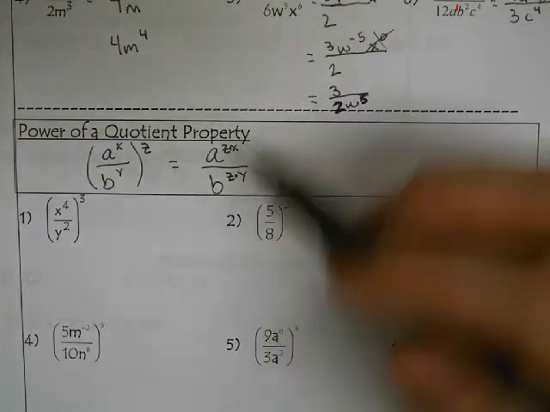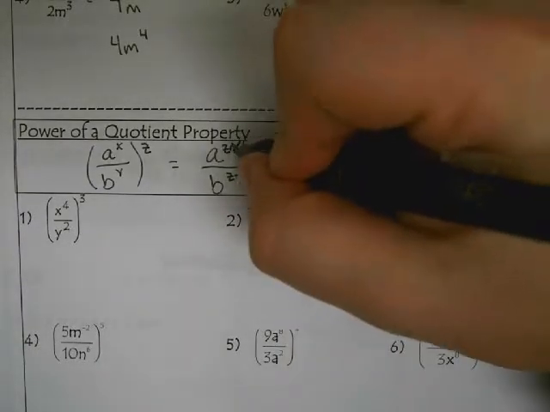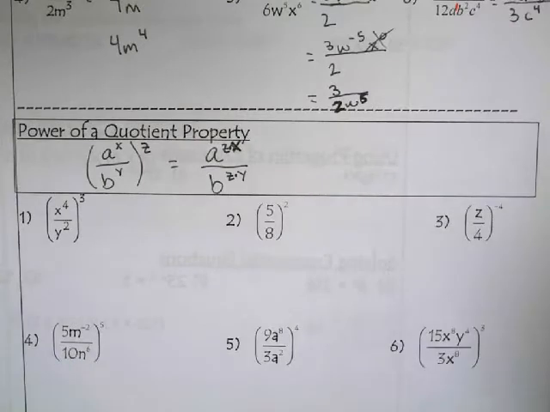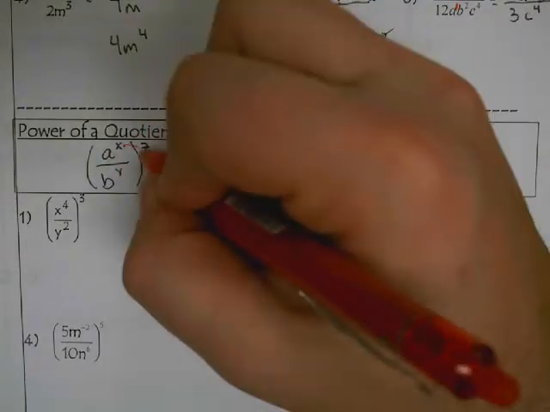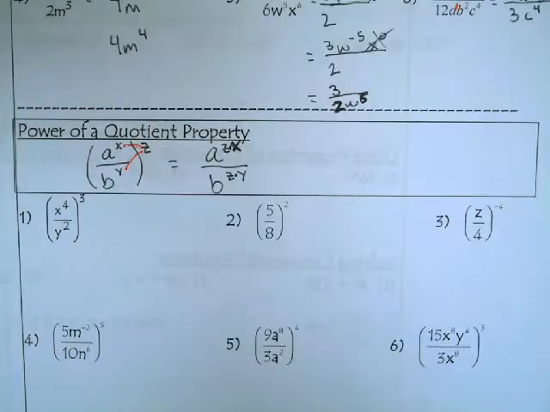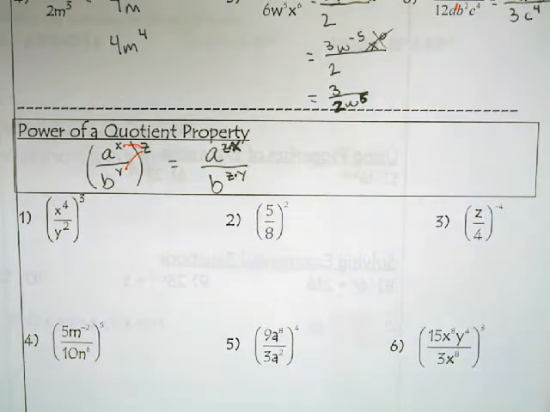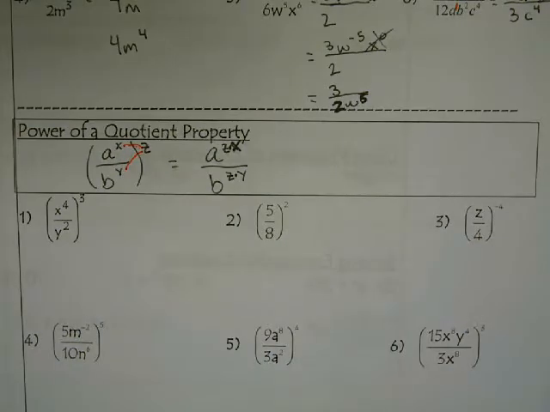A to the z times x over b to the z times y. So it's kind of like a distributive property where the z gets multiplied by the x and by the y. Okay, so let's see if we can make that happen.